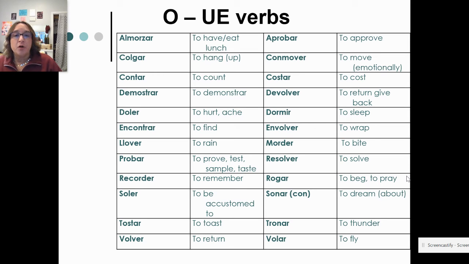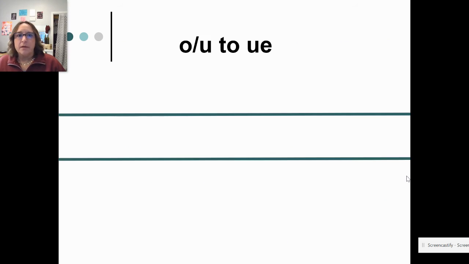Here's a list of all of your O to UE verbs. Again, sometimes in class we go through and repeat all of those, but that would make this a pretty annoying video if we do too much of that. So why don't we shorten it? Maybe I'll have you repeat more when we Zoom. I don't know. We don't have a ton of time to do that.